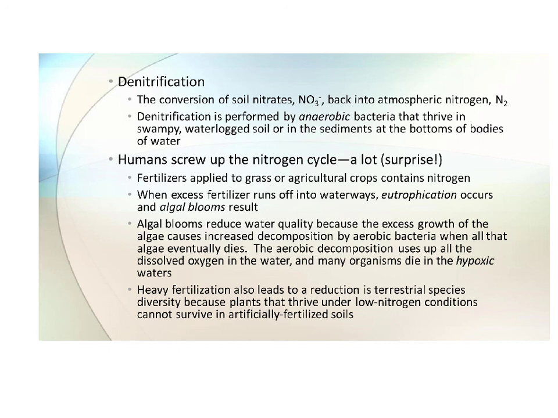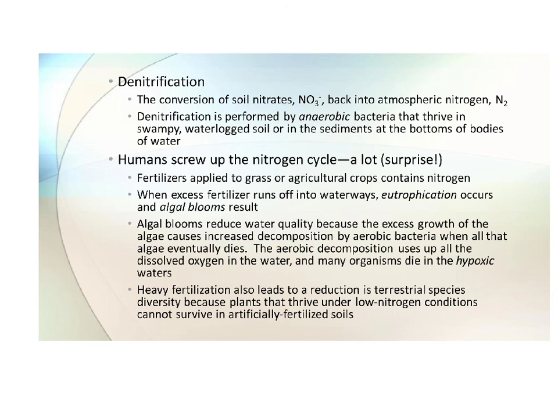Yeah, I know the next part's again going to be a huge surprise. Humans screw up the nitrogen cycle, and we screwed up quite a lot. And we do it mainly through fertilizers. So fertilizers that are applied to your grass domestically or to agricultural crops contain nitrogen because nitrogen's a limiting agent. So if we want more crops to grow, we add more nitrogen.